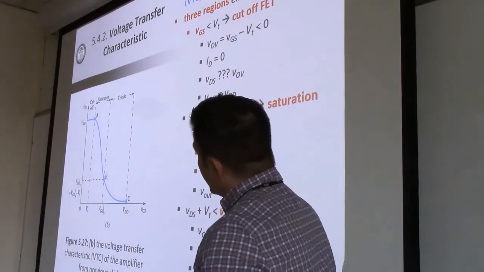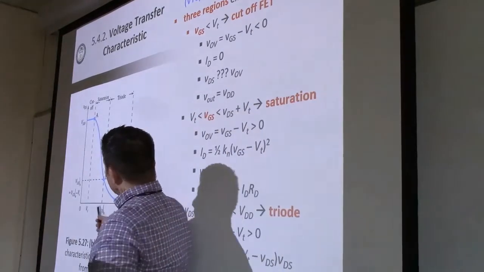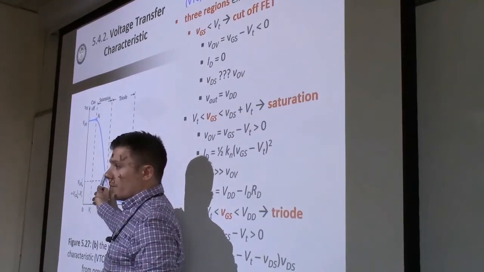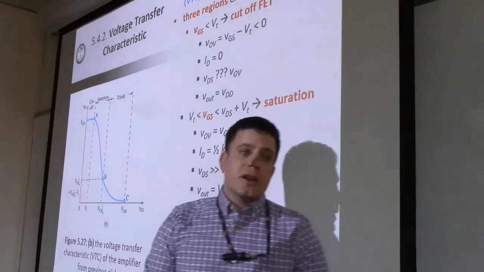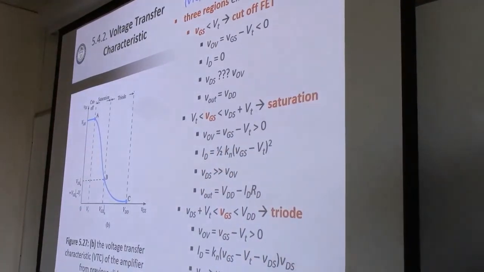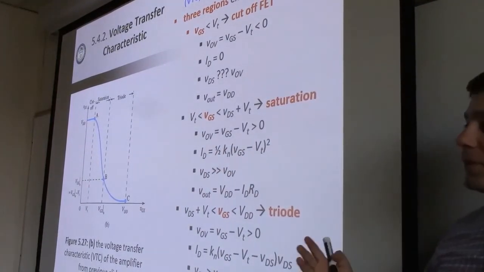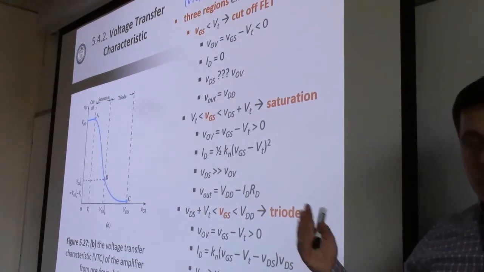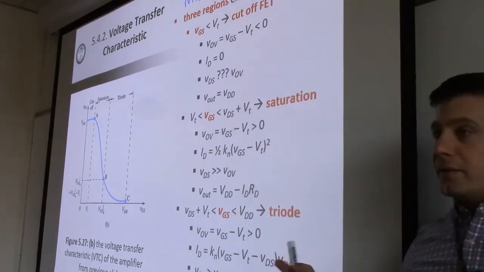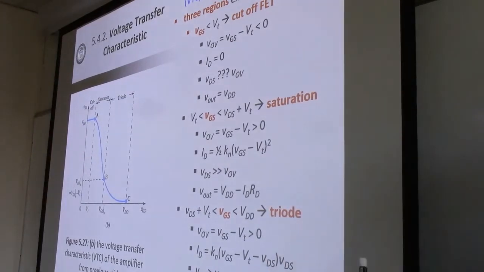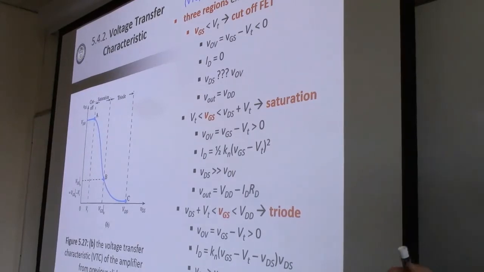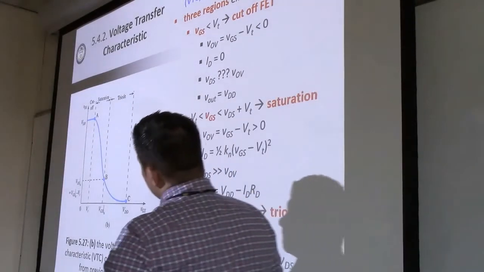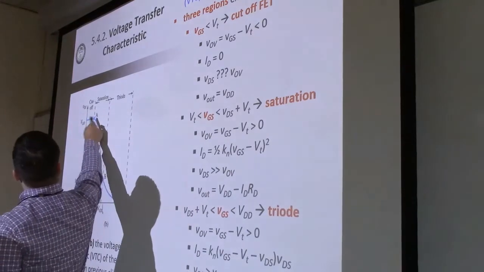Next, then we enter the saturation region. Why is it going to be the saturation region? Because initially the value of VDS is going to be really big, right? VDD most times is going to be 5, 10 volts, okay? So initially VDS is really big. It's bigger than VOV. And we're in the saturation region.